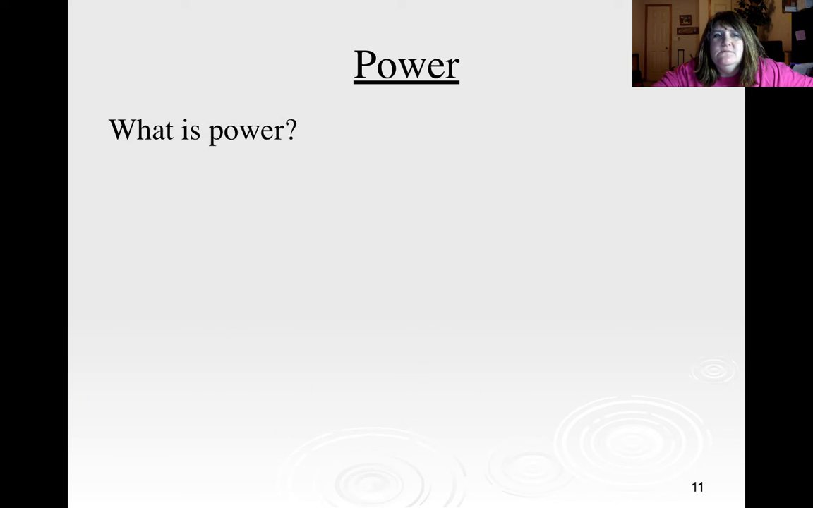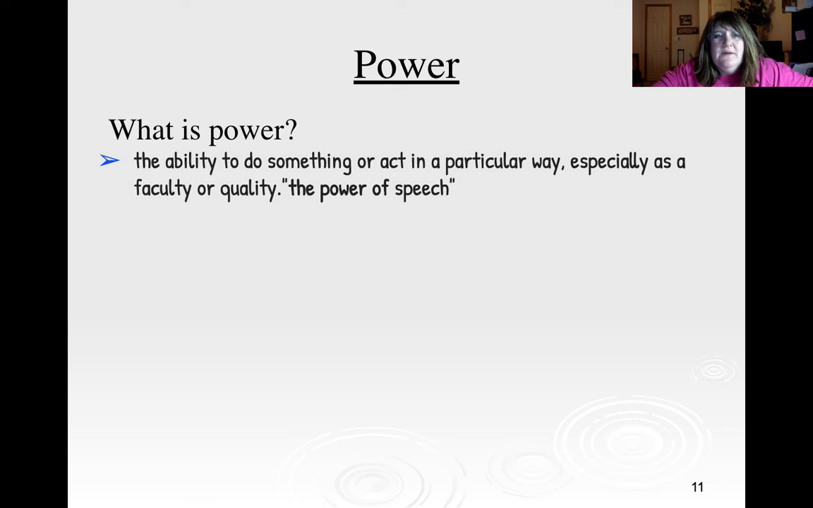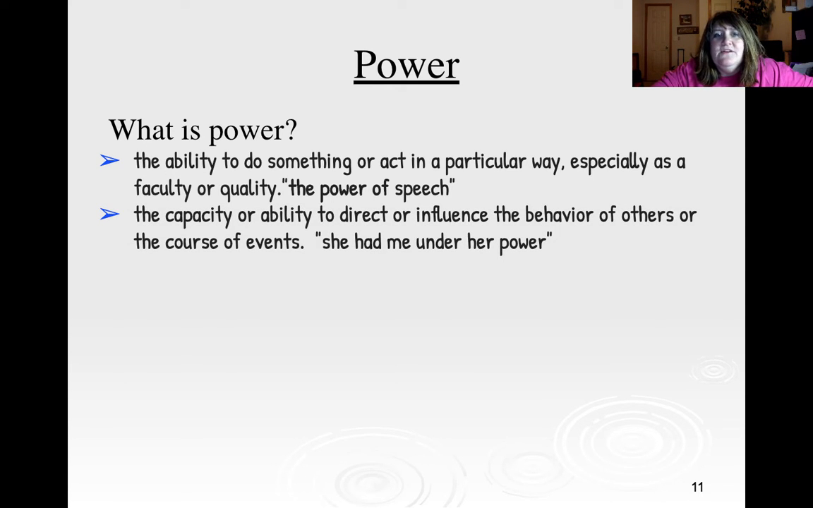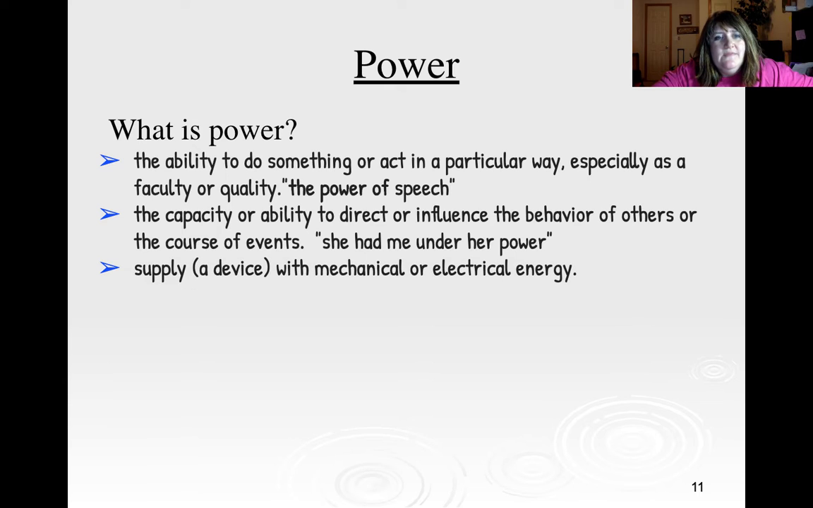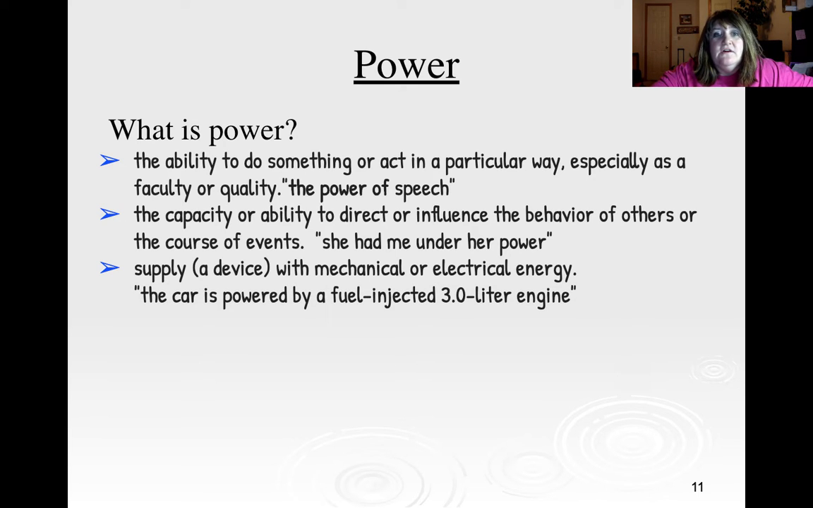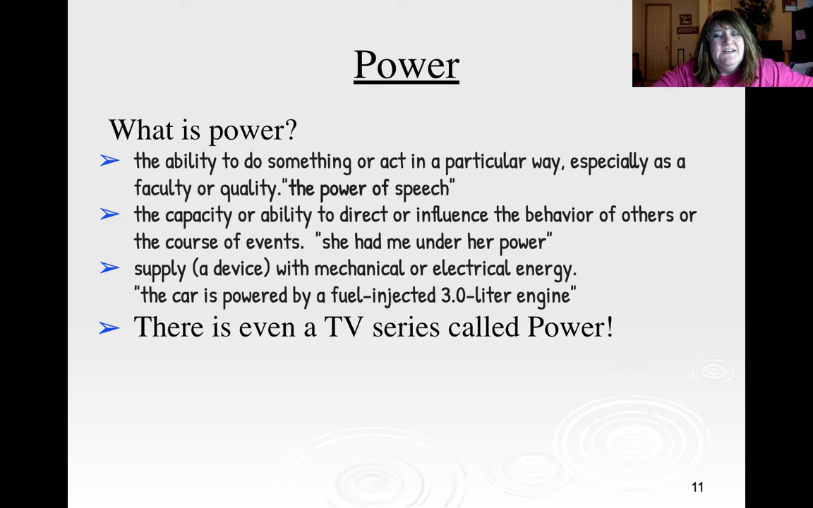Power, well, what is power? Power is defined in lots of different ways. It's the ability to do something or act in a particular way, like the power of speech. It's the capacity or ability to direct or influence the behavior of others, like she had me under her power. It's to supply a device with mechanical or electrical energy, like the car is powered by a fuel injection engine. There's even a TV series called Power.